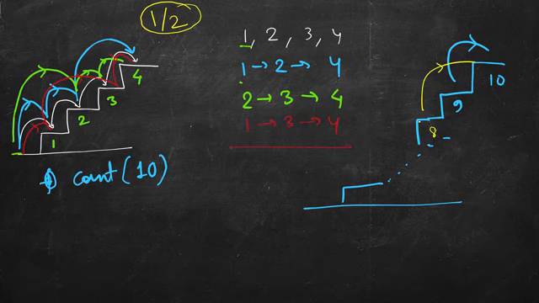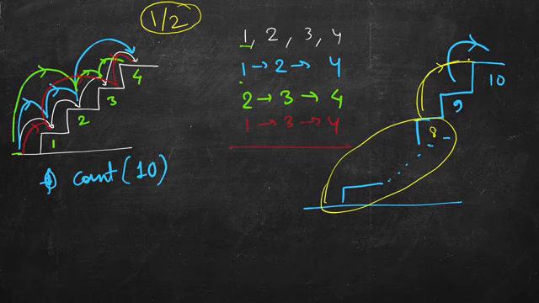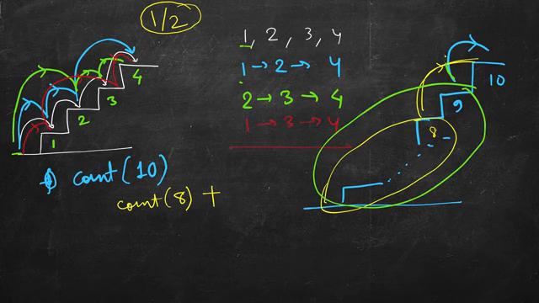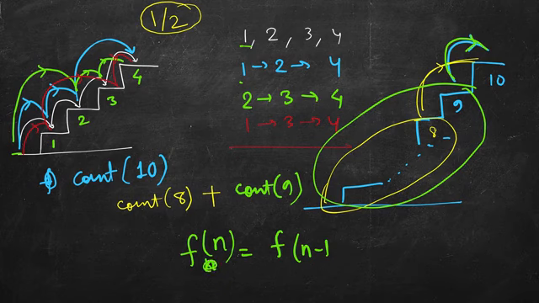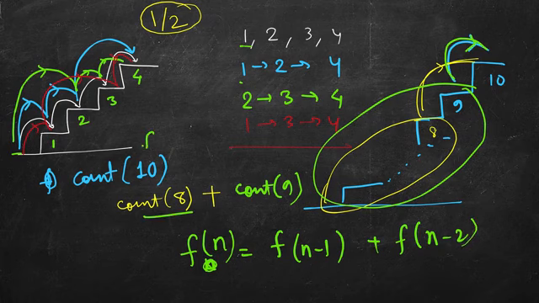So if you know how many ways to reach from 0 to 8, then you can just take 2 steps and reach 10. So this is the same as count of 8 plus, and you also know how many ways there are to reach step 9 from 0. Then you can take 1 step to reach 10. So if you add these two, you will get the solution. So this is very similar to Fibonacci. Fibonacci nth number is f of n minus 1, if you take it as a function, plus f of n minus 2. So here also we are the same. This is n, this is n minus 2, this is n minus 1.